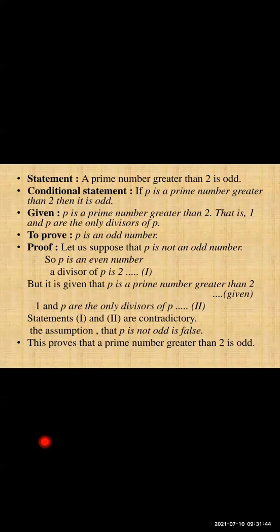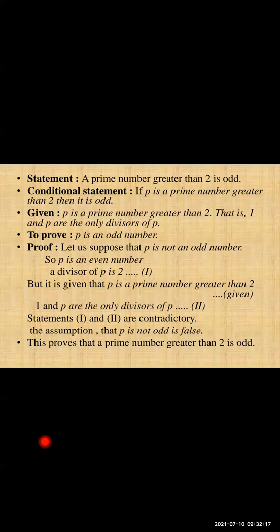1 and P are the only divisors of P, right? And what we have seen in equation number 1 is that P has one more divisor, that is 2, which is a contradiction, which cannot happen, because what is given to us is that only 1 and P are the divisors of P. No other number is a divisor of P.